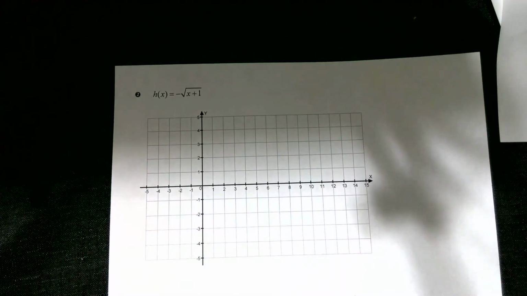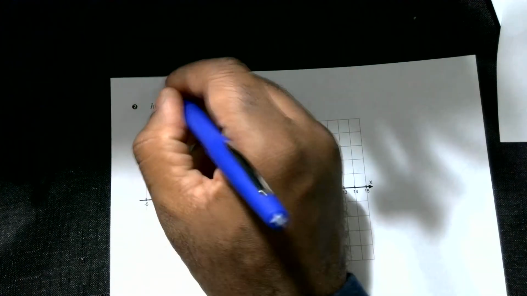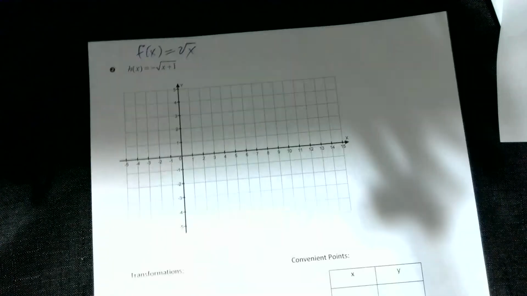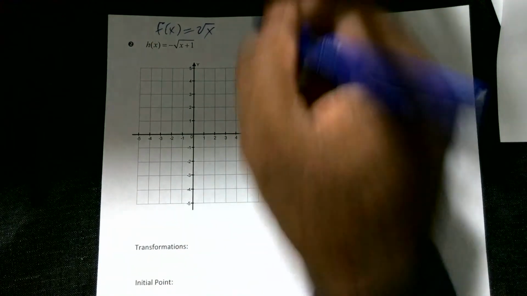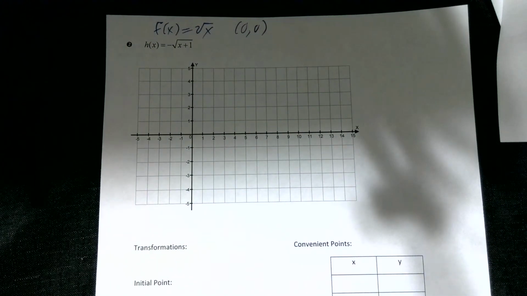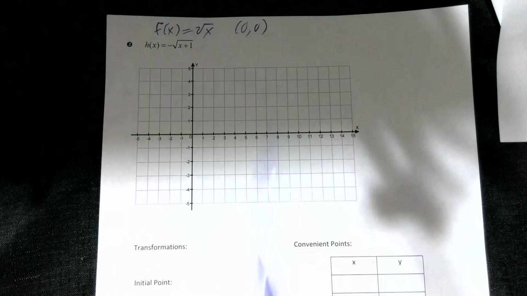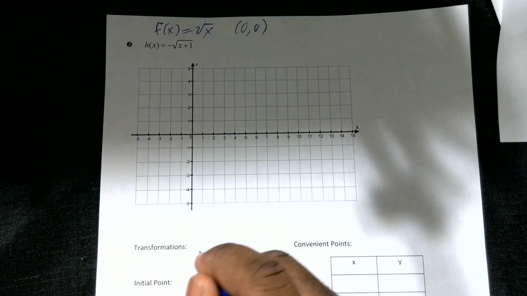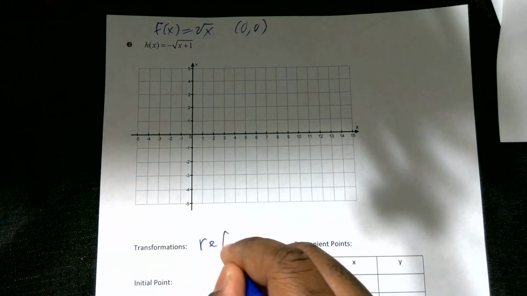Now with 228, we pick up where we left off. Again, we have f of x is equal to the square root of x. That is our initial value, and we know our initial point is (0, 0). So when we do our transformations, we're going from the initial point of (0, 0). Our first transformation is that the graph reflects.